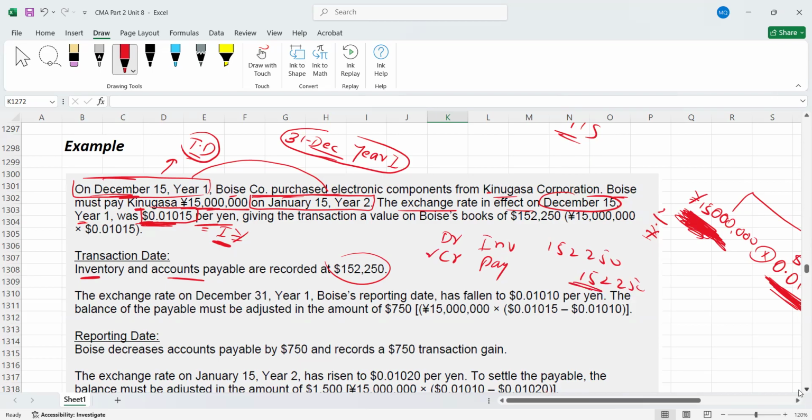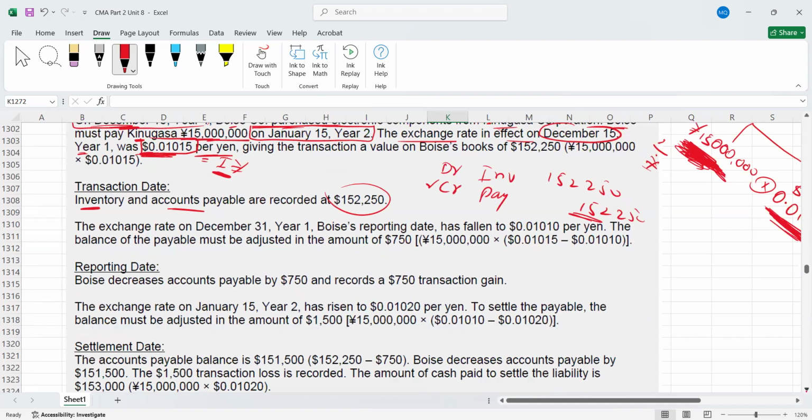Now guys, at the end of year, what is your year end? We are assuming 31st December year one. This transaction is so far not yet settled, right? At this date, the exchange rate has changed. We are assuming this is the exchange rate now: 0.01010 per yen. Means 1 yen equals how many dollars? 0.01010. This is the price of yen.